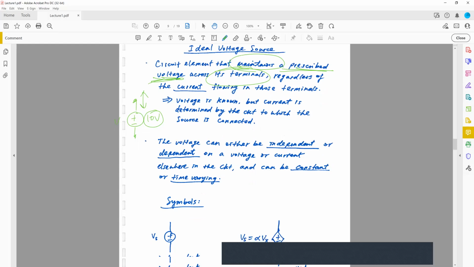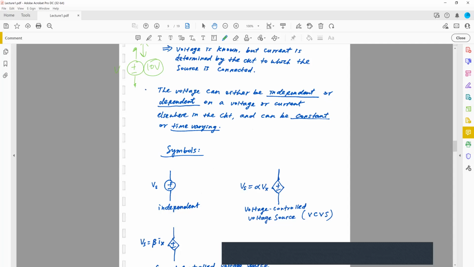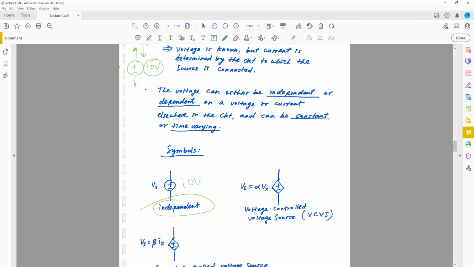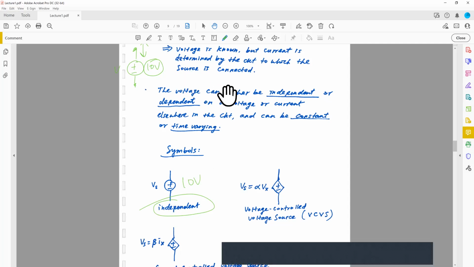Let me give you an example here. If I have an independent voltage source, this is just what I drew over here. This independent voltage source is set to, for example, 10 volts, and it's always going to remain at 10 volts. When I say independent, that means this voltage source does not depend on any external stimulus or any external variable at all. This voltage can be either independent or dependent.